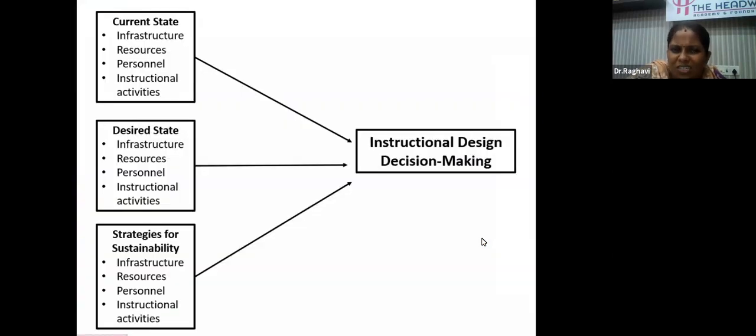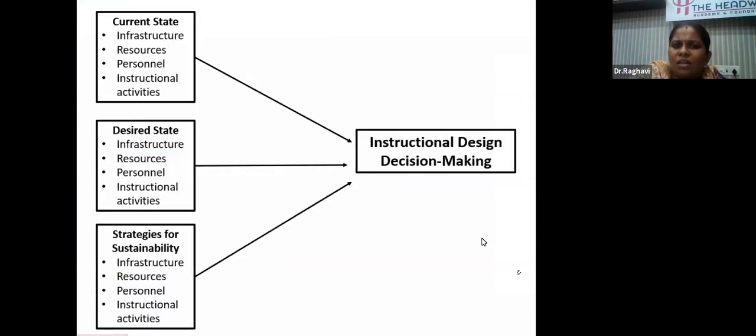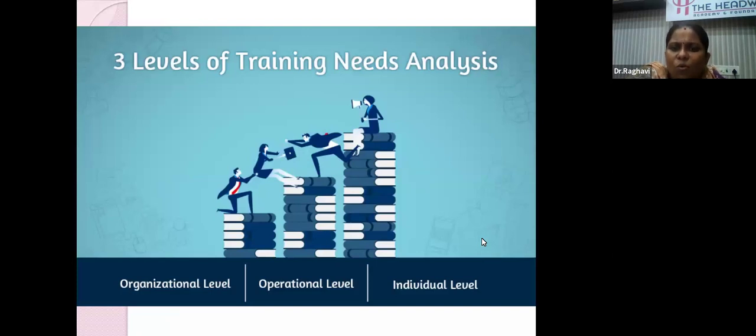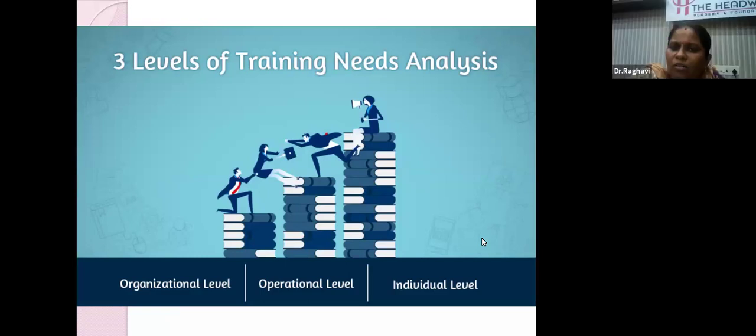The previous images are just for your understanding. You don't have to do anything with that. These are self-explanatory. That is why I'm not explaining anything. So, what are the 3 levels? 3 levels of training need analysis. Do you all have any idea about it? No, ma'am. No? Okay. Anyone in this group?